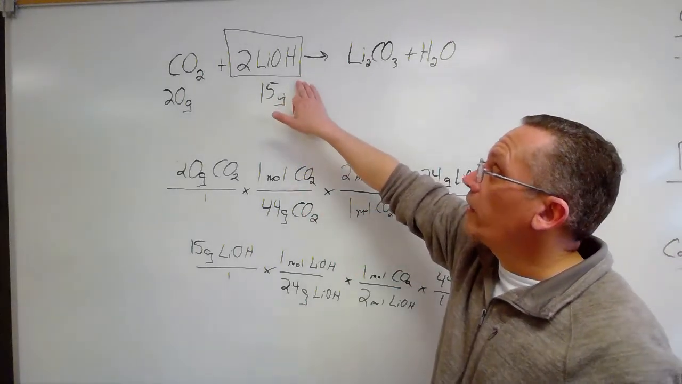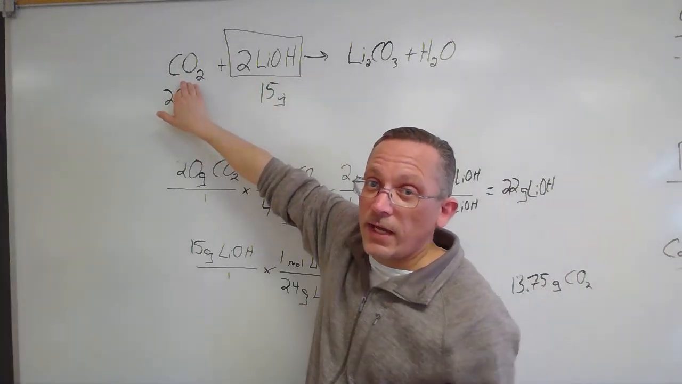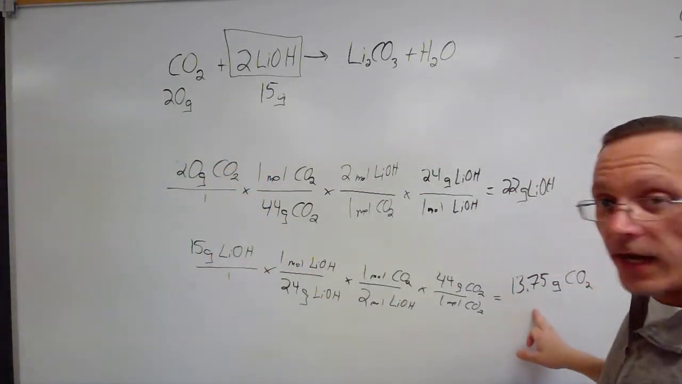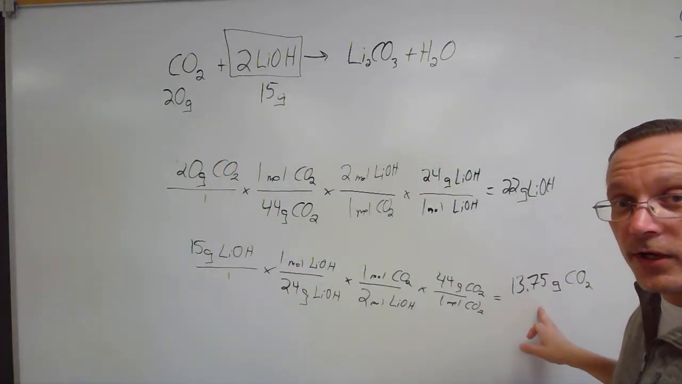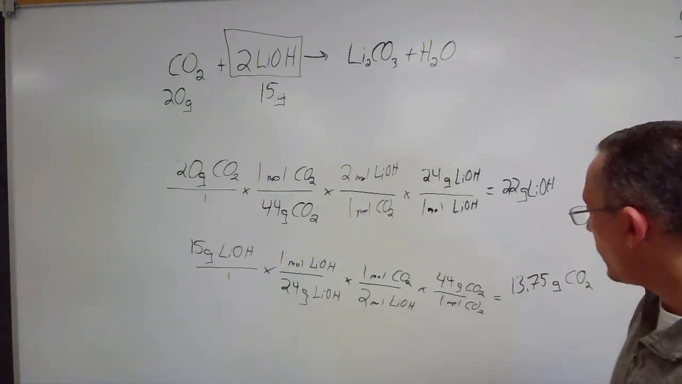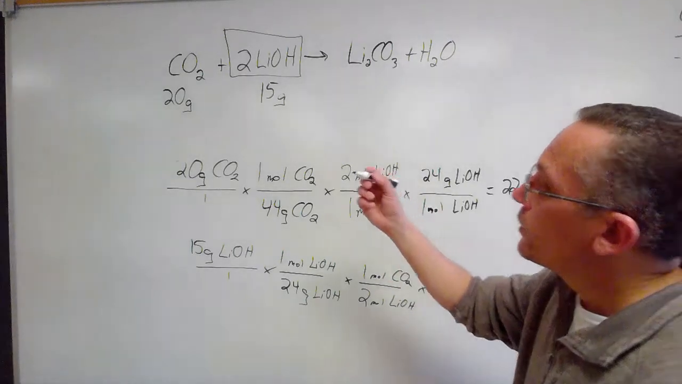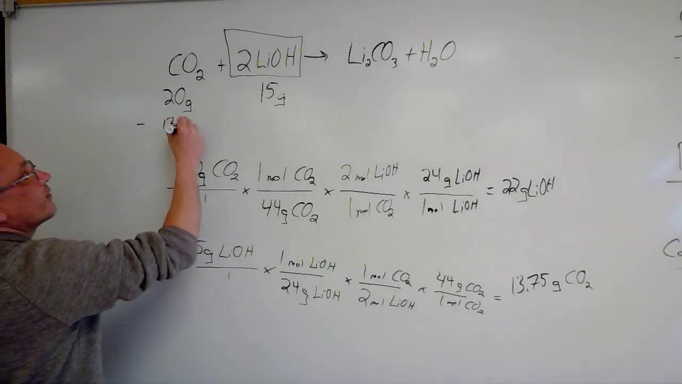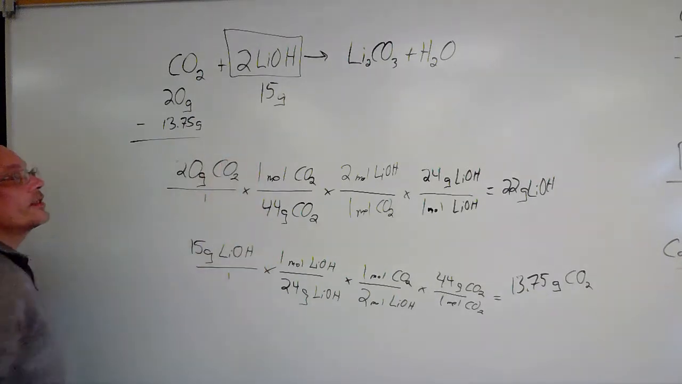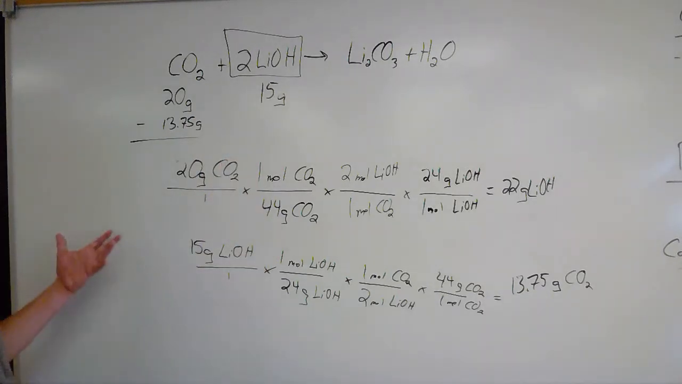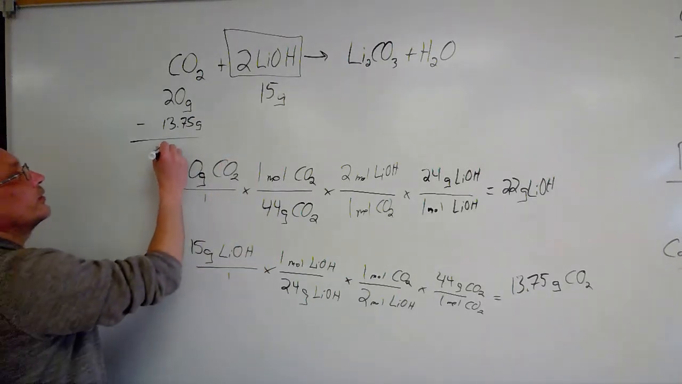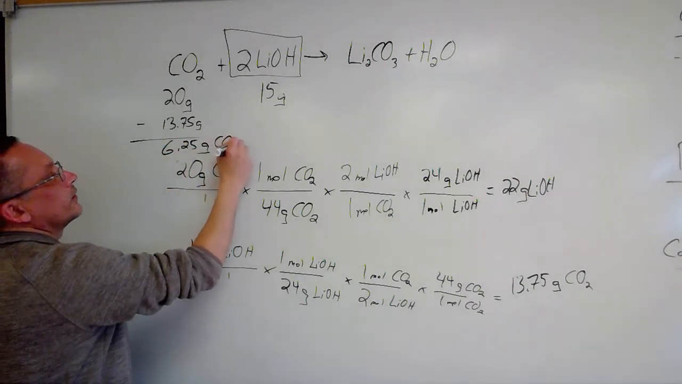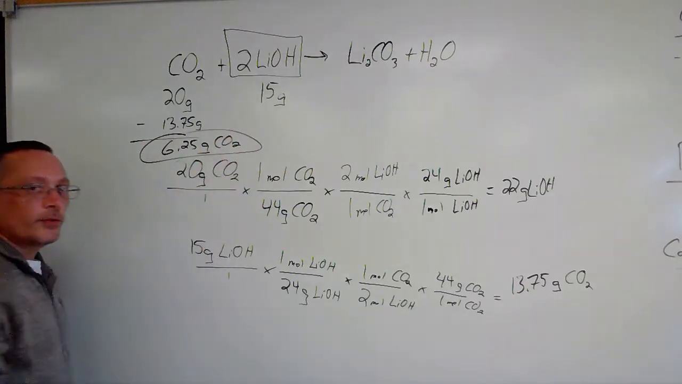If this one's the limiting reactant, this one's the excess reactant. I started with 20 grams. I used 13.75 grams. How much is left over? Well, that's easy. We just subtract. So we're going to do 20 grams minus 13.75 grams and see what we get. And that should be, what, 6.25? Use a calculator if you want. Grams, and that is of carbon dioxide. And that will be my answer.